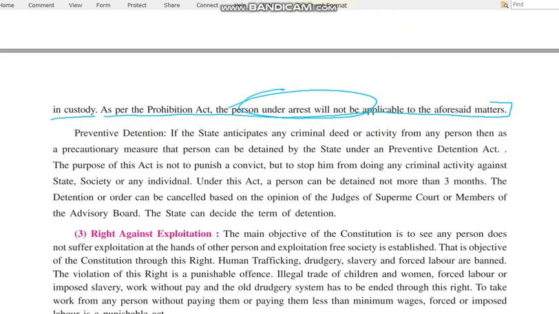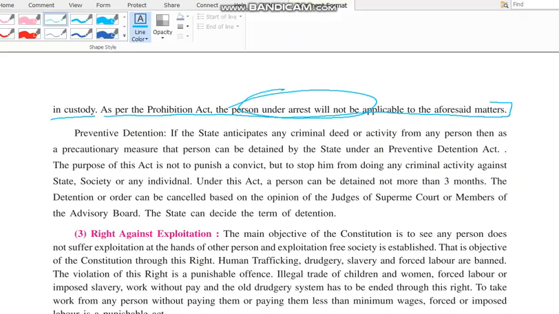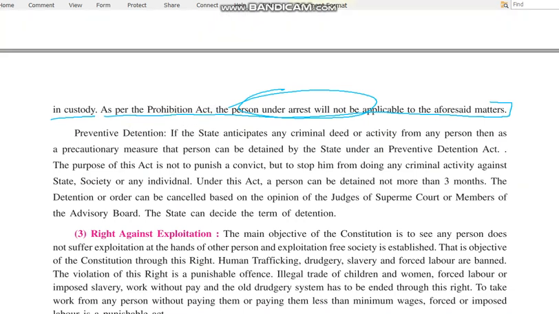Next is a very important term, and that is known as preventive detention. Now, what is preventive detention? Preventive detention means detention or capturing for some time. If the state anticipates any criminal deed or activity from any person, then as a precautionary measure, that person can be detained by the state under the Preventive Detention Act.